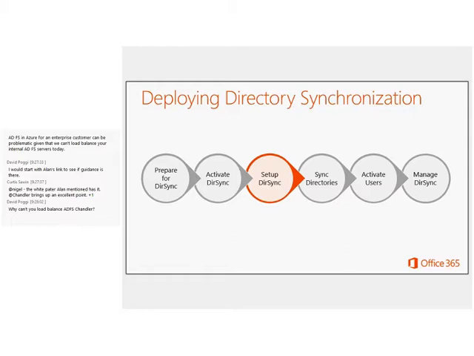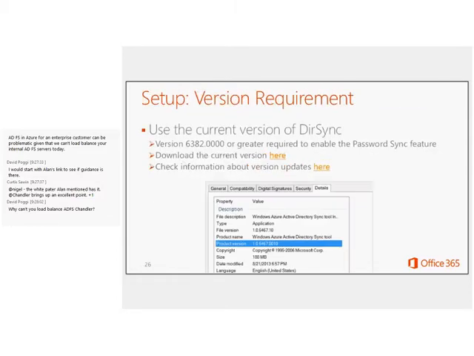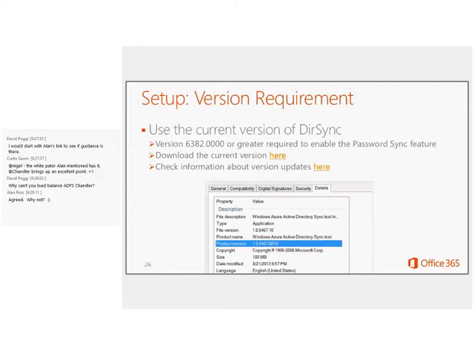So let's move on and talk about setting up the DirSync server itself. We pointed out the requirements before. One additional thing to point out here, of course, is that you want to be using a current version. We are up to version 6.4.6.7 of DirSync. The version that first included the password sync feature was a version that we released right at the end of May, version 6.3.82.